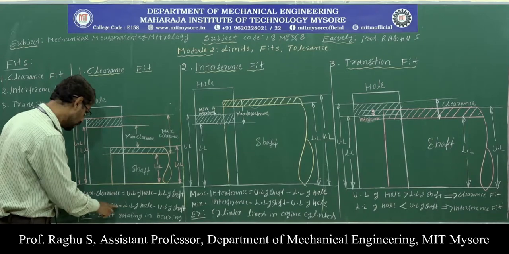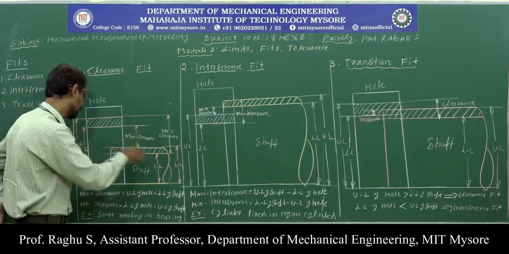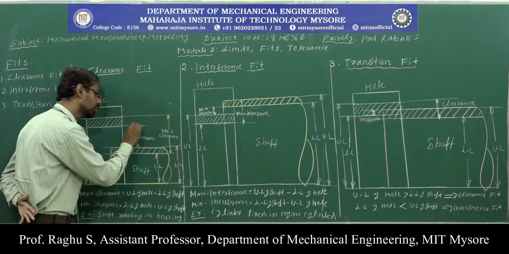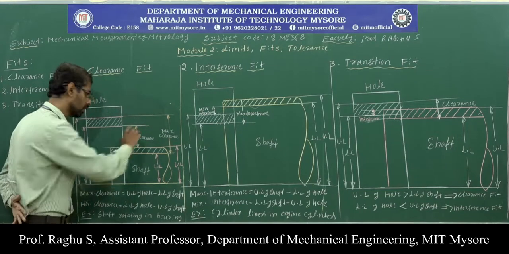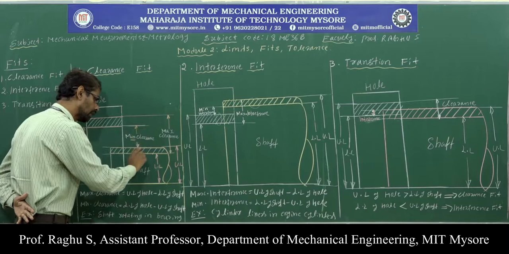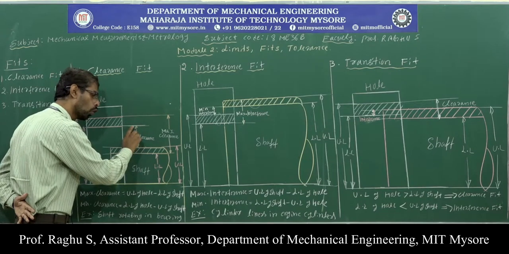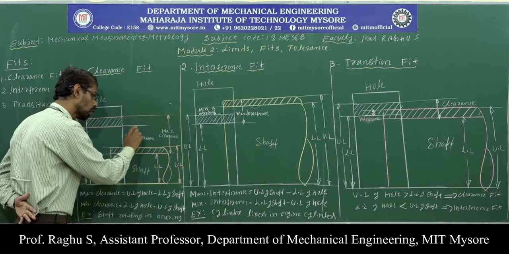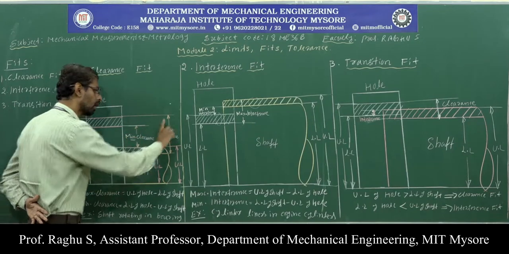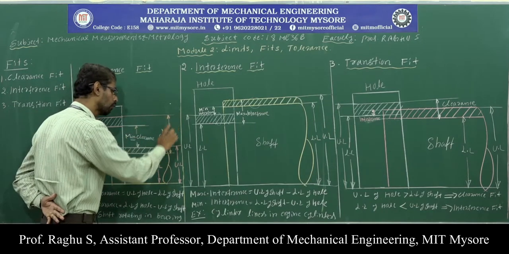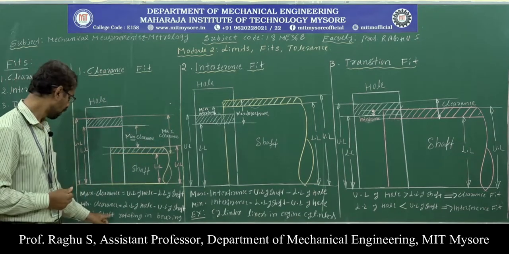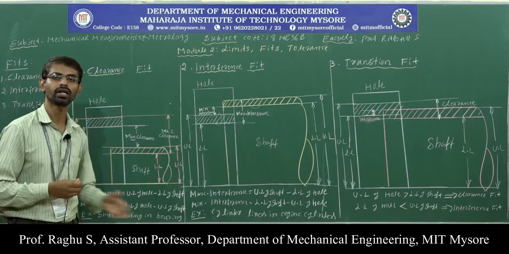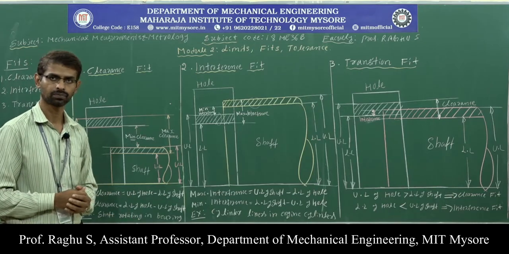Minimum clearance, from this diagram, is equal to lower limit of hole minus upper limit of shaft. This is the minimum clearance. This is the upper limit of shaft, this is the lower limit of hole. Therefore, minimum clearance is equal to lower limit of hole minus upper limit of shaft. Maximum clearance is equal to upper limit of hole minus lower limit of shaft. Example for clearance fit: shaft rotating in a bearing.